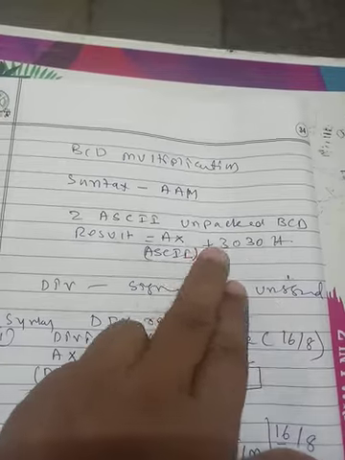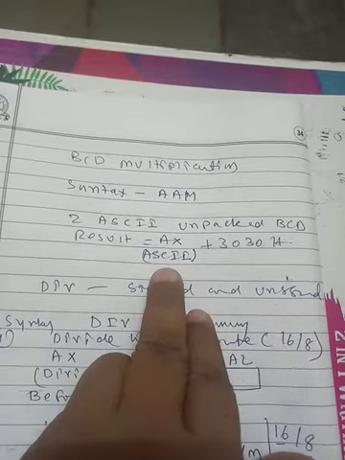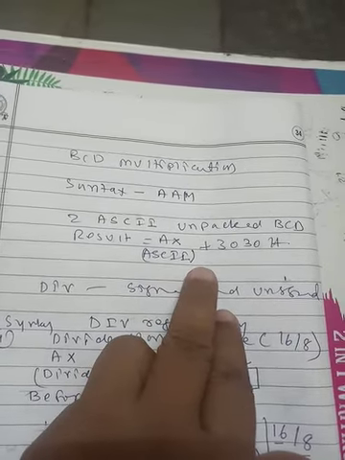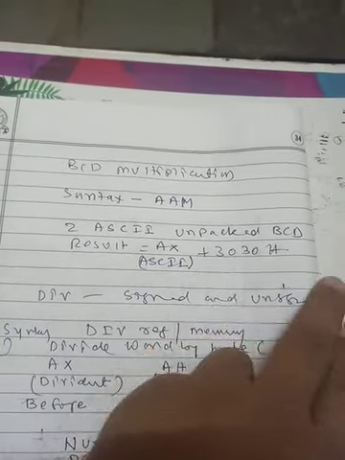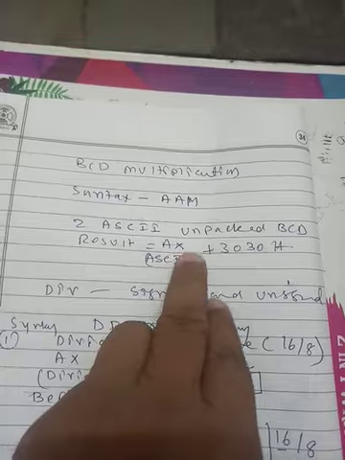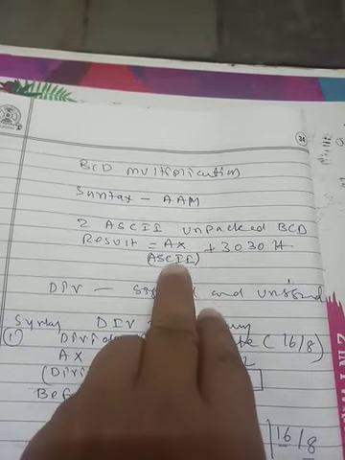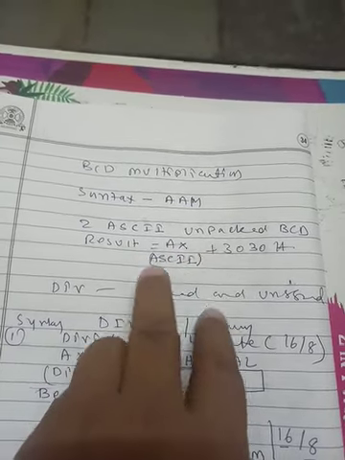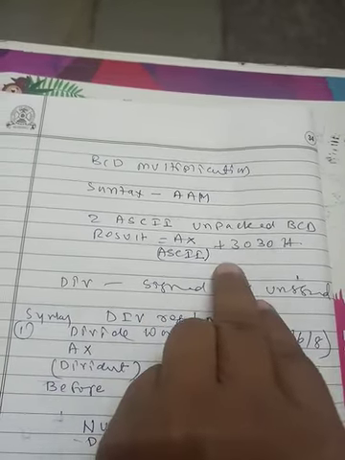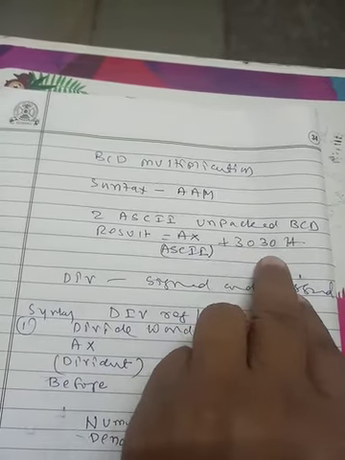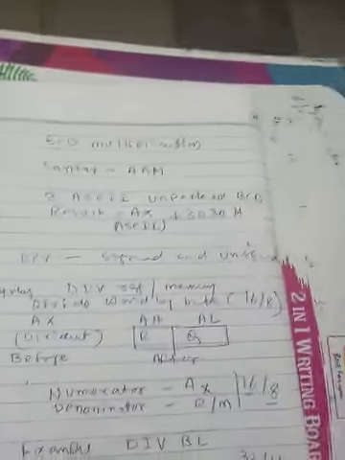Already we have discussed what ASCII is. So we have to convert into the ASCII format. Two ASCII unpacked BCD and the result will be in AX, and this result which is present in AX is in the form of ASCII. So to convert this ASCII into the unpacked BCD, what do we have to do? We have to add 3030H. So this you have to remember.